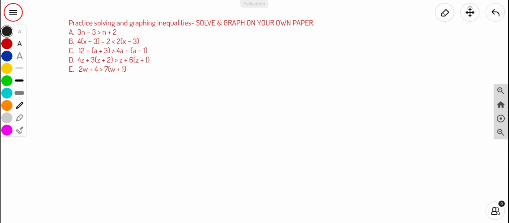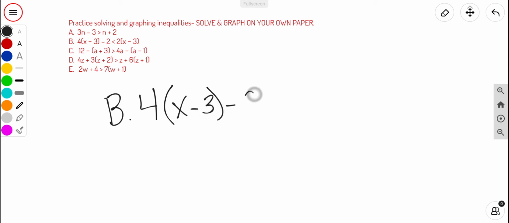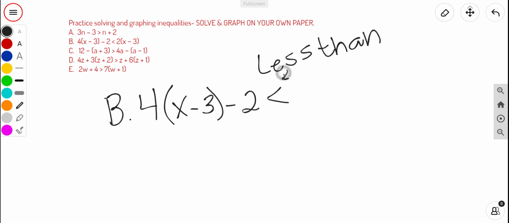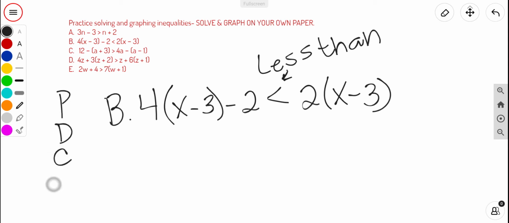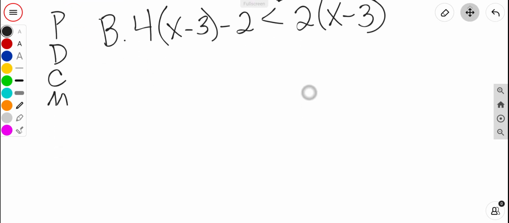So next problem. Problem B. It says 4 parentheses x minus 3 minus 2 is less than, the way I remember is the less than kind of looks like an L, the sign does. Okay, and then we've got 2 parentheses x minus 3. Okay, go ahead and write down all your steps. So, please don't call me after midnight, really.